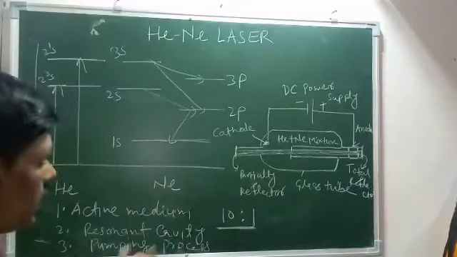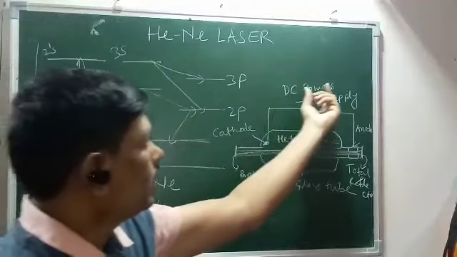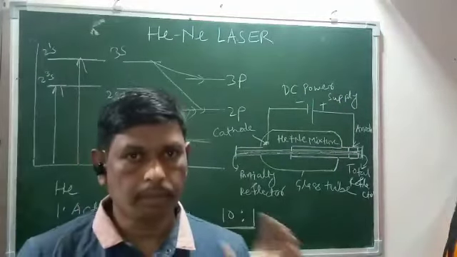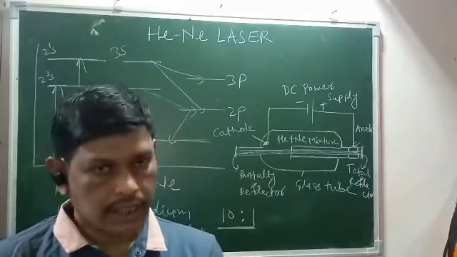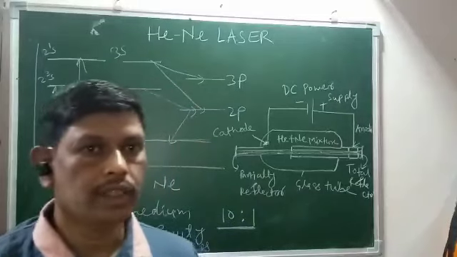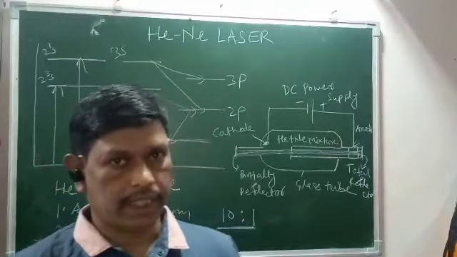So here the third part is the DC power supply, which is the pumping process. Here the pumping process is electrical pumping. In case of the ruby laser, we use a power supply.